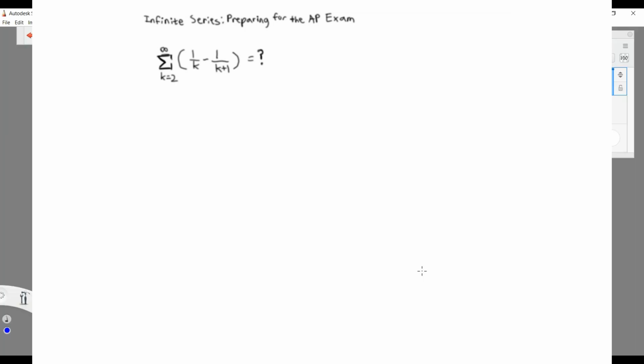So, to start off this problem, they're asking us to find the sum of the infinite series starting at k equals 2 of 1 over k minus 1 over k plus 1. So, now where do we start? Well, a good way to do this is to find the first sum of the series and then the second sum and the third sum and attempt to find a pattern. That's one way to do it.